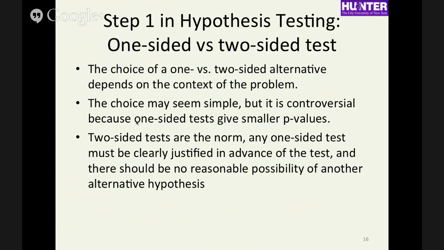It is somewhat controversial because the one-tailed test will give you smaller p-values, because on your sampling distribution you're only looking at one of the tails. And generally you'll get a p-value that's half the size of the two-tailed test. Yes?